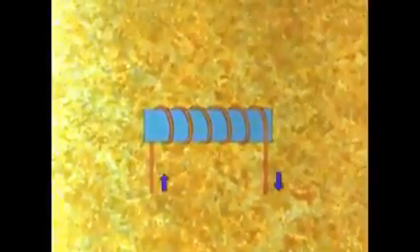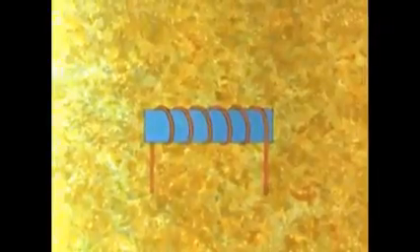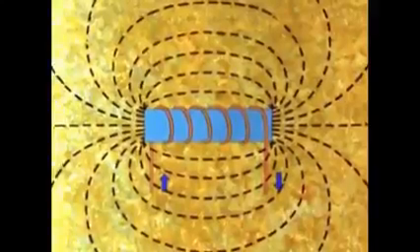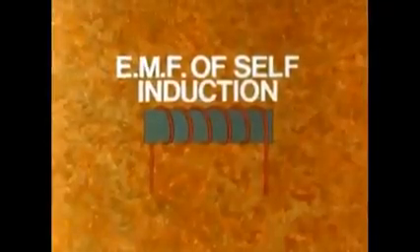This also happens with a coil. We saw that when a current flows in a coil, it causes a magnetic field about the coil. On switching on, the lines of force take time to build up, and on switching off, they take time to collapse again. The result of these changes in the number of lines of force through the coil is that an additional EMF is induced within the coil itself. This is called an EMF of self-induction, or counter-EMF.